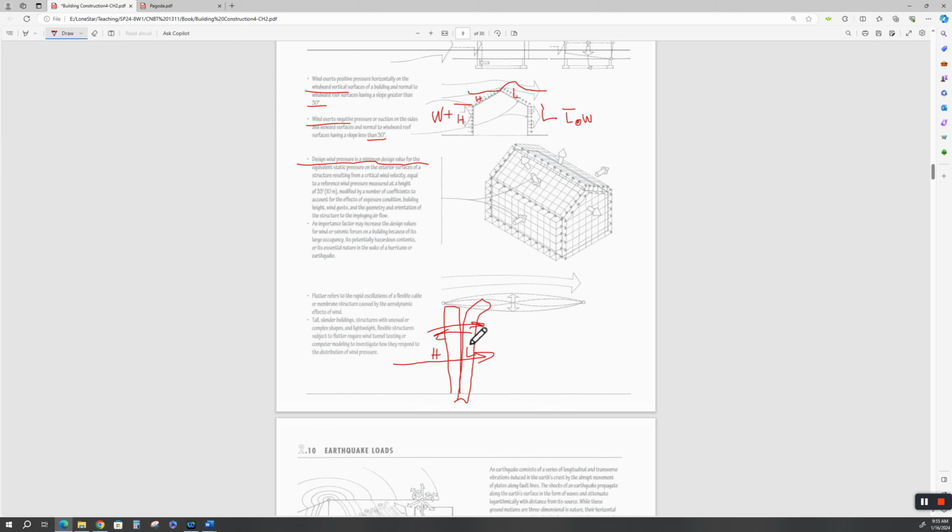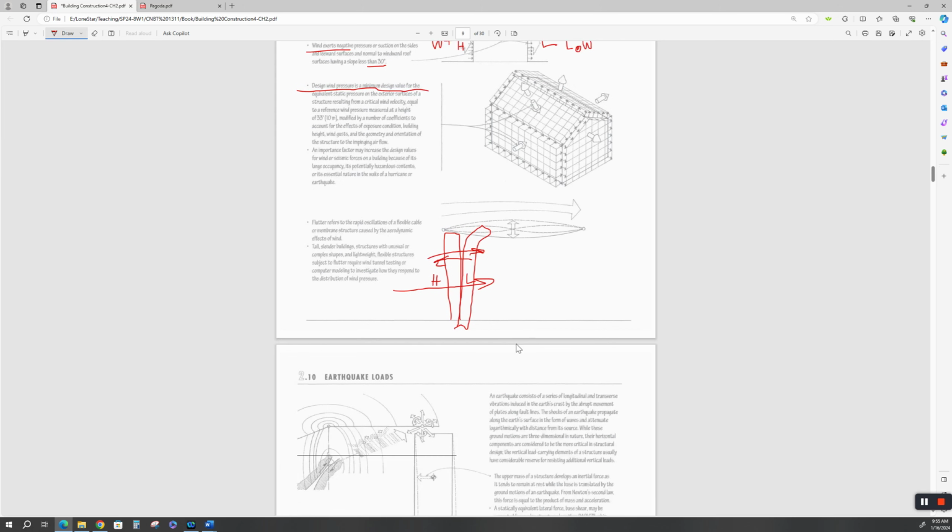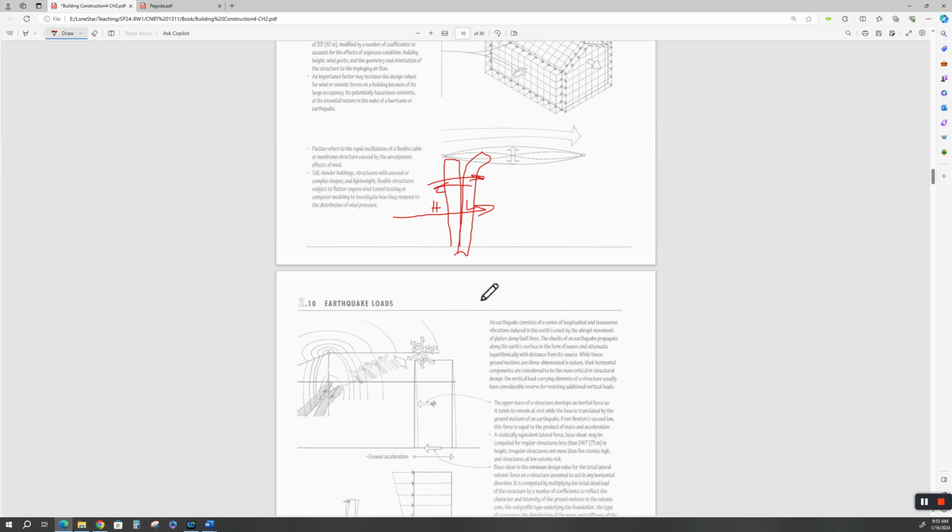Of course, this is a large exaggeration, but you've got to take this into account as a structural engineer and an architect. But that's where the architects rely on the structural engineers and their license and their insurance and stuff like that. Now we get to earthquakes.